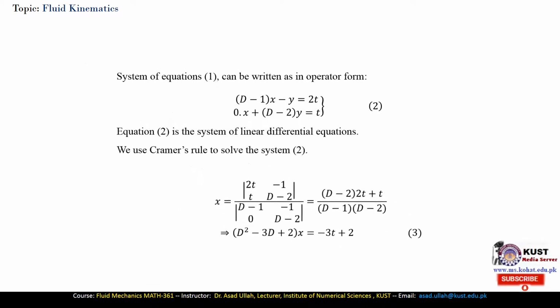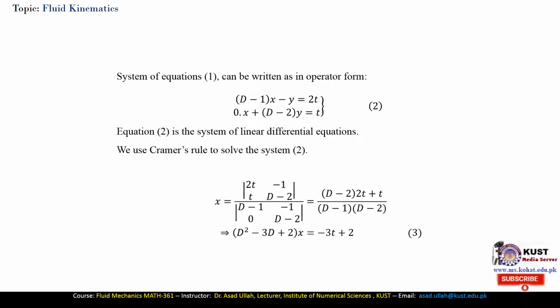To solve the given system, we use the famous Cramer's rule. To use Cramer's rule, first we have to check whether the determinant of the given system is equal to 0 or not. If the determinant is equal to 0, we cannot find the values of x and y. But in our case, the determinant is (D minus 1) times (D minus 2), which is not equal to 0. So we can calculate x and y.